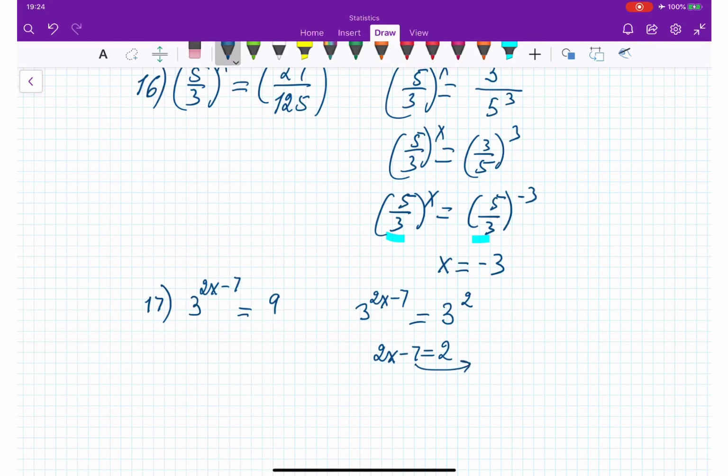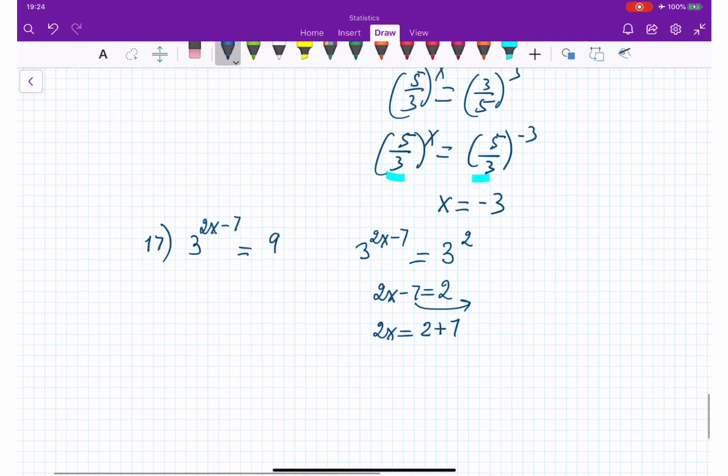Moving 7 to this side, 2x is equal to 2 plus 7. 2x is equal to 9. And dividing by 2, x is equal to 9 over 2.